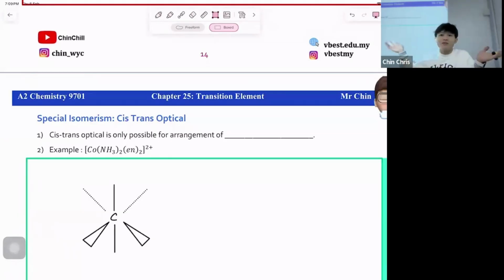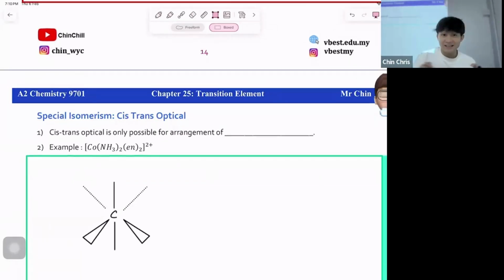Yeah, so it's just isomers with no names. I call it cis, trans, optical because it's everything all together. Okay, so guys, cis, trans, optical, it's only possible... Again, I'm going to give you the hack. The hack is very simple.